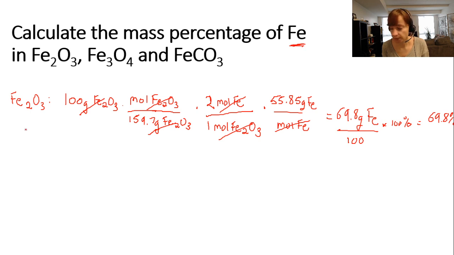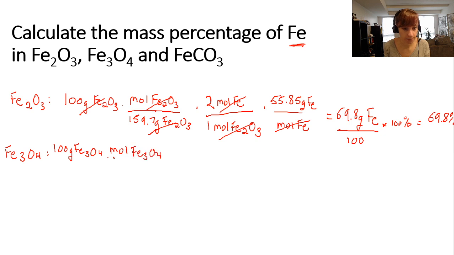Okay, so we're going to do the exact same calculations for Fe3O4. So 100 grams to start. The molecular weight of Fe3O4 comes from the periodic table. This would be the mass of iron times 3 plus the mass of oxygen times 4, which gives you 231.5 grams.